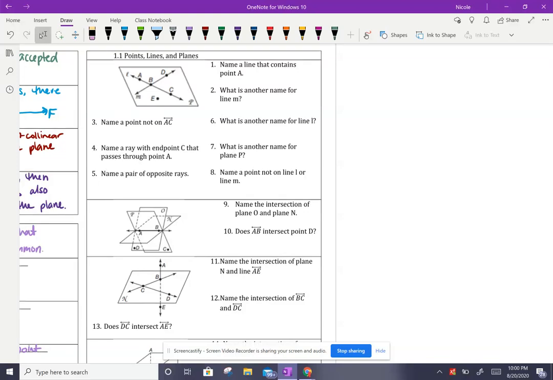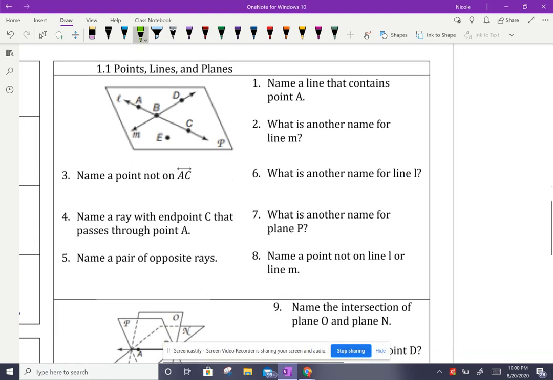Now, this portion of the page is actually directly from your homework, so I don't want to do all of it. I'm going to just do a few quick questions to show you how you should really be answering these. So, looking at the first section, question 3 says, name a point not on line AC. So, line AC is right here. So, I can name any point that is not on that line.